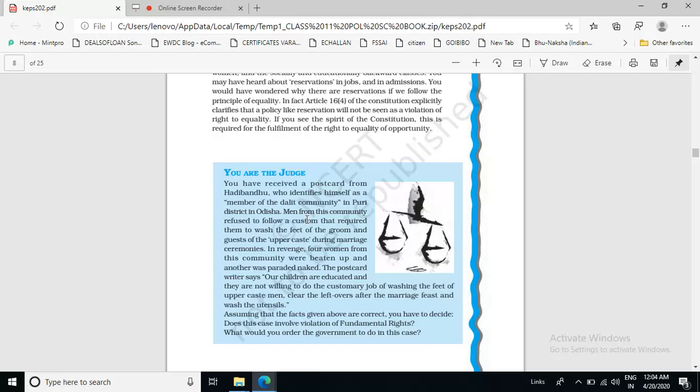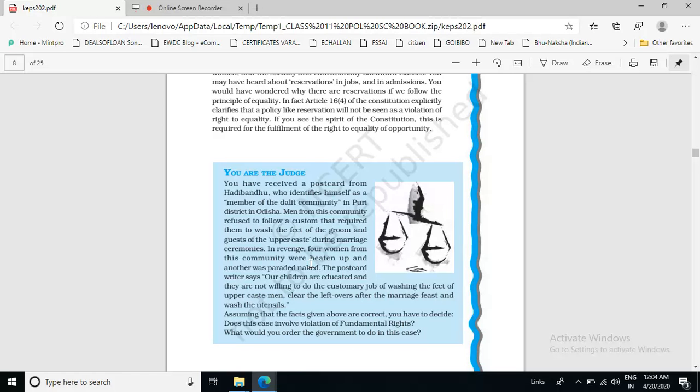Men from this community refused to follow a custom that required them to wash the feet of the groom and guests of the upper caste during marriage ceremonies. In revenge, four women from this community were beaten up and another was paraded naked.